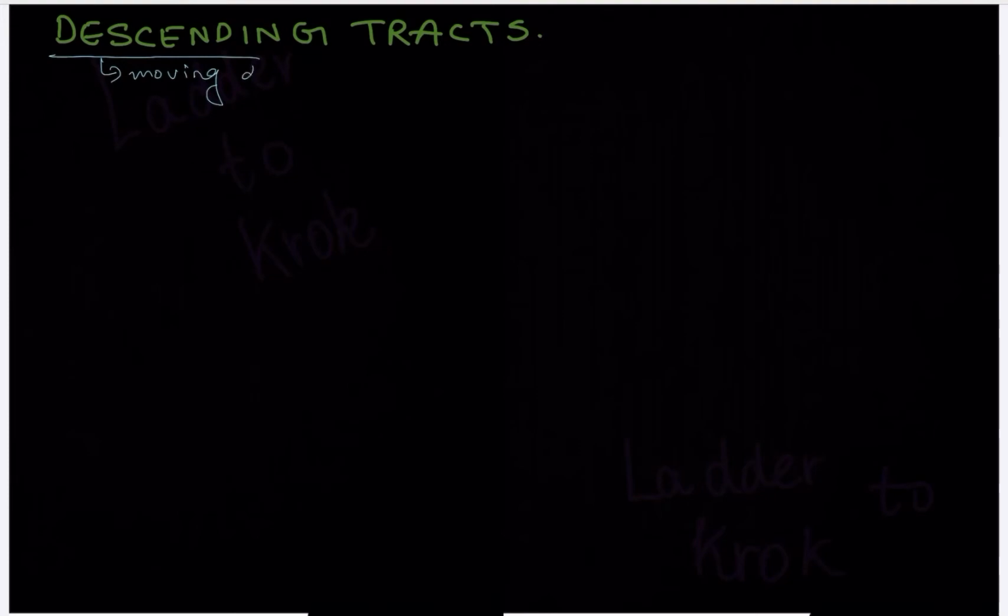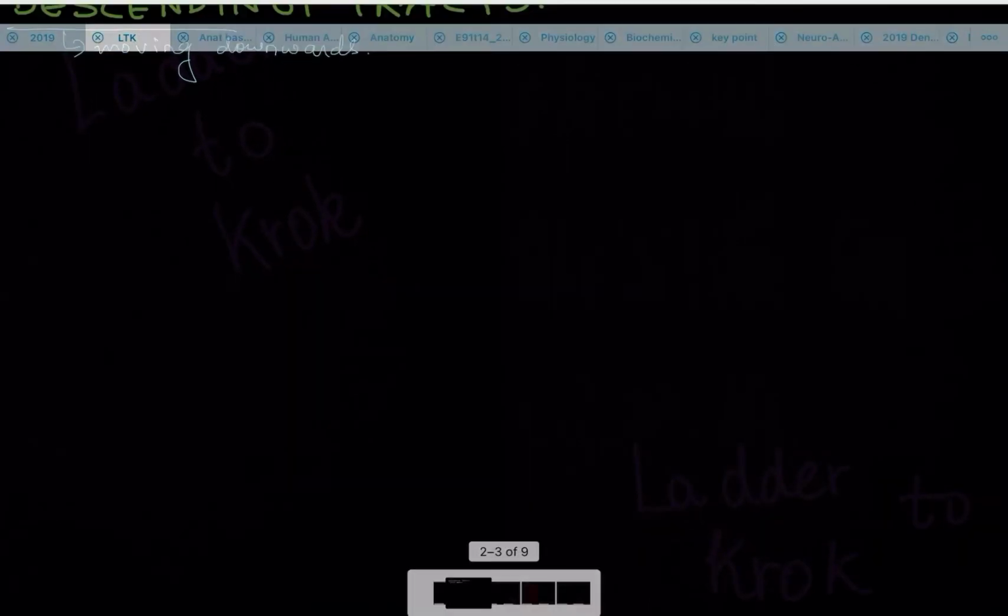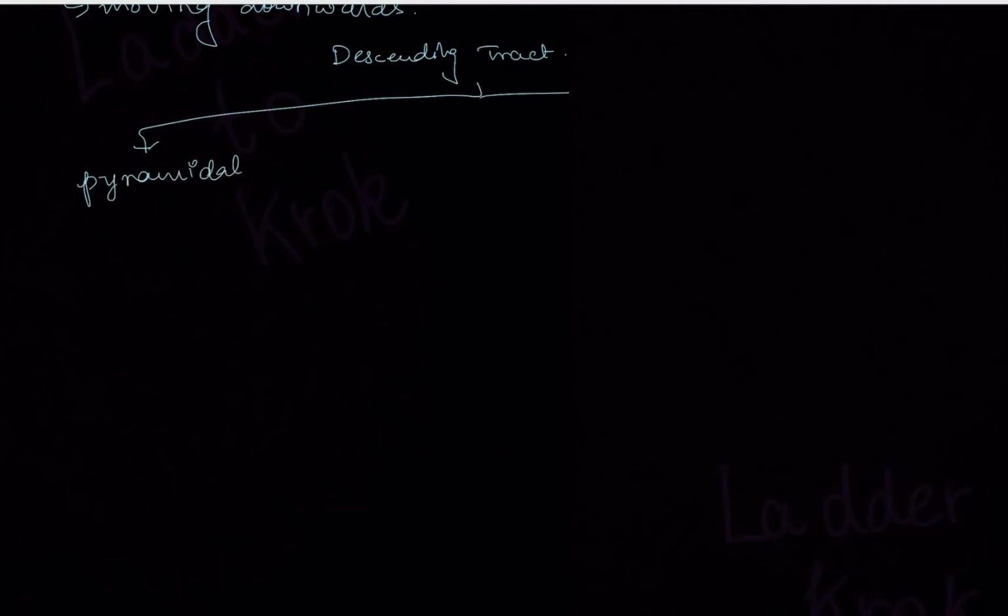So, moving downwards. Right now I am writing, so I am doing a motor function. My descending tracts are working right now. Now this descending tract is divided into two tracts, that is the pyramidal tract and the extrapyramidal tract.